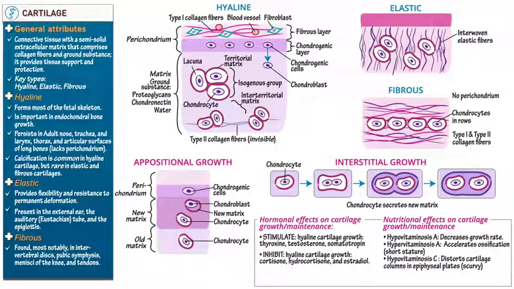Hypovitaminosis C inhibits matrix production and distorts cartilage columns and epiphyseal plates. In this instance, bones are weak and scurvy can develop. Hypovitaminosis D inhibits calcification of matrix, causing softening of the bones, osteomalacia. In children, growing bones become bowed, called rickets. This concludes our diagram.